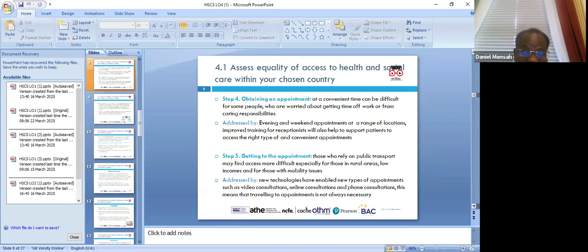I don't know about you. And even at 8 a.m., the line is so busy. It is hard to find your way through to get an appointment to speak to a doctor. So these are all situations that contribute to inequality.